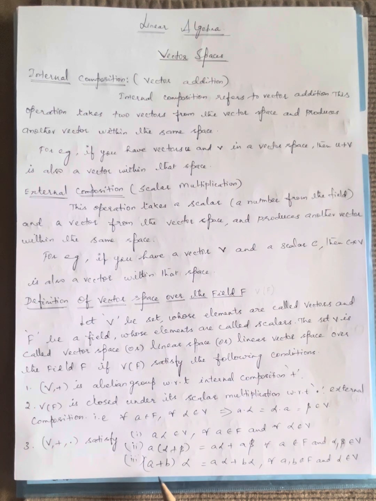The third one is (a plus b) into alpha, which must be equal to a alpha plus b alpha. Alpha comes from V, and a and b come from F. Here a and b are scalars and alpha is a vector. The meaning of this statement is that multiplication by a vector is distributive over scalar addition. That is, (a plus b) into alpha is equal to a alpha plus b alpha.